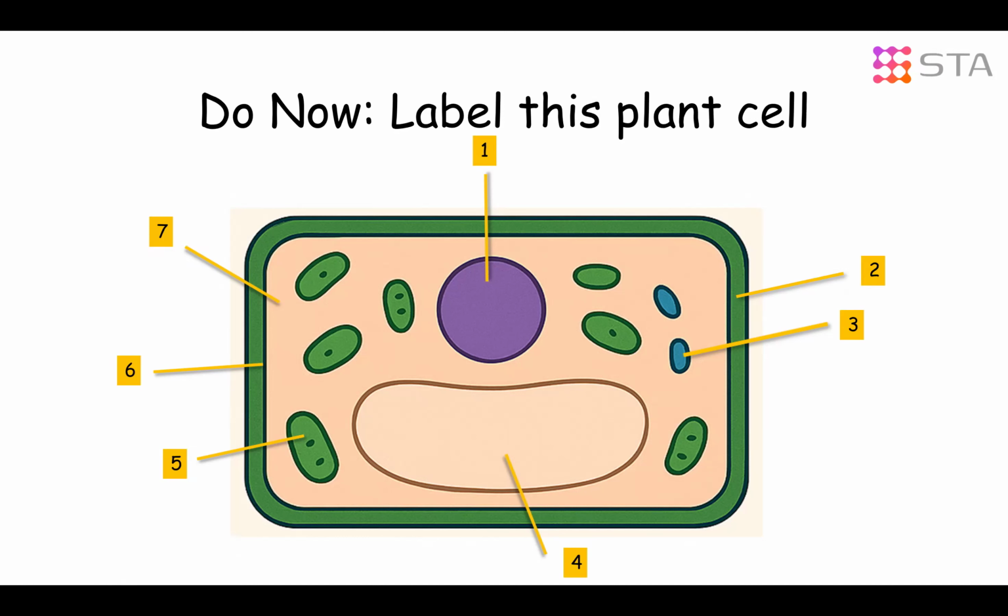Number 5 are the chloroplasts because they are bigger. They're also green because they contain the chemical chlorophyll, which absorbs sunlight. Number 6 is the cell membrane, which is on the inside of the cell wall. And number 7, of course, is the cytoplasm. So hopefully you got 7 out of 7. If you didn't, just have a quick look and make a note of which one you got wrong.